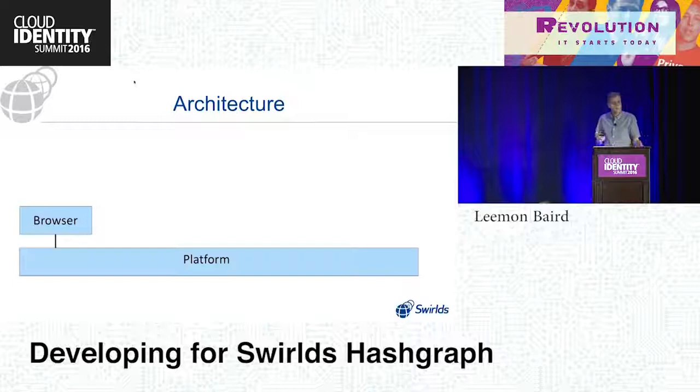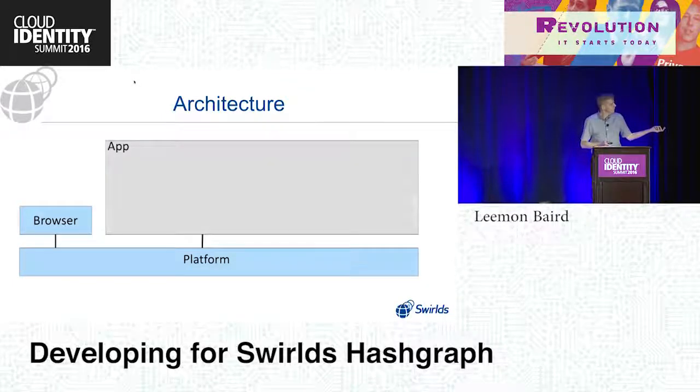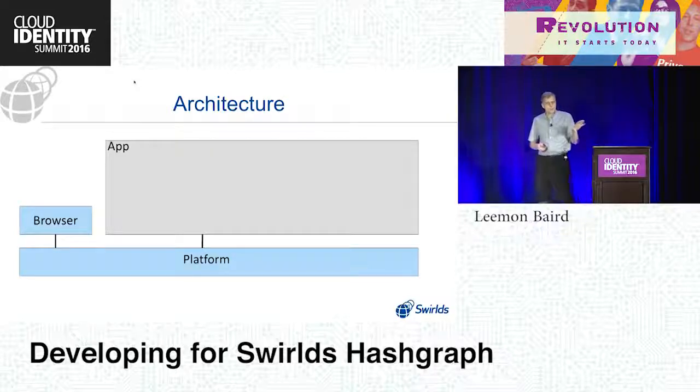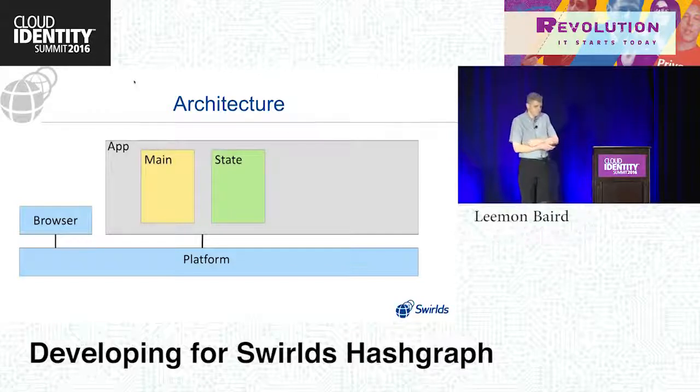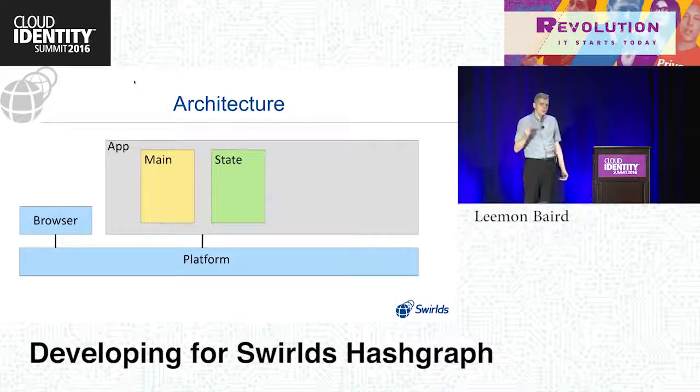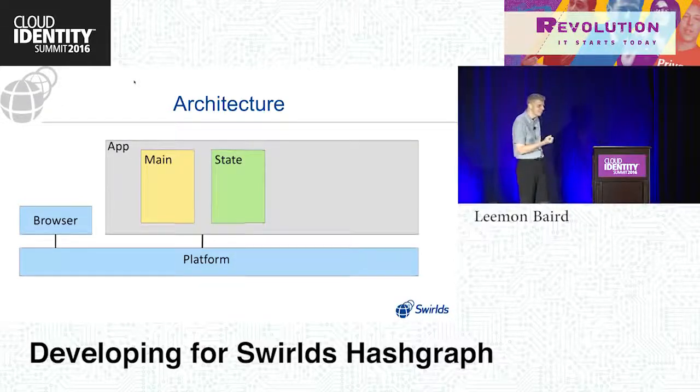Now, of course, what we want to do is build an app that can run on this platform. So here's your app. You're going to build this app to run on the platform. And your app, when you build it, has two parts. So the app has two classes that you need to write in Java. When you write an app for Swirls for this platform, you write it in Java. And it will run in a sandbox to protect the user's computer from malicious stuff you might do.